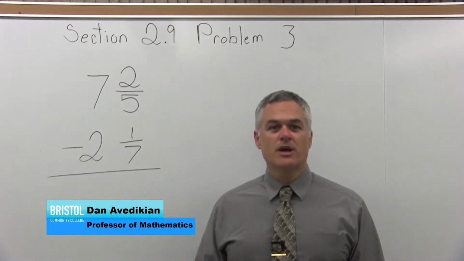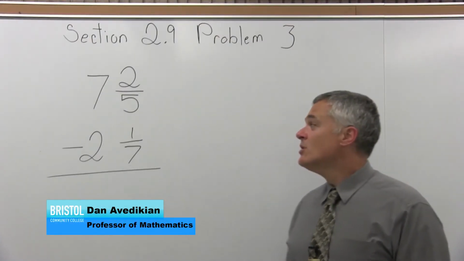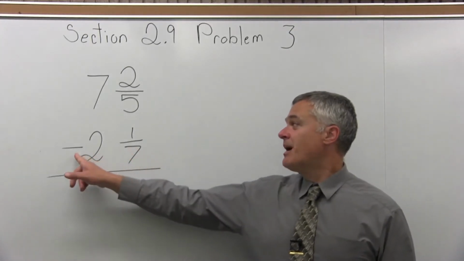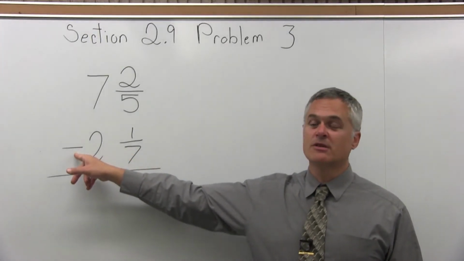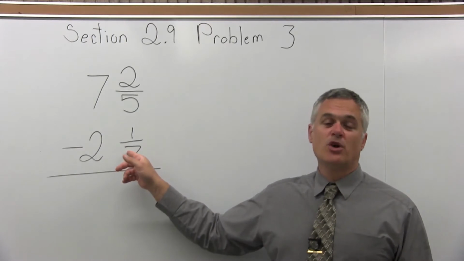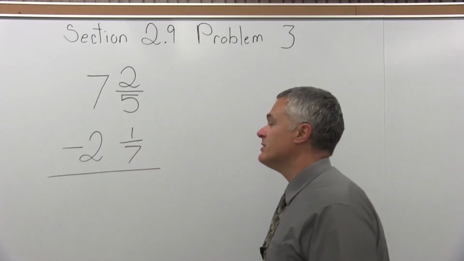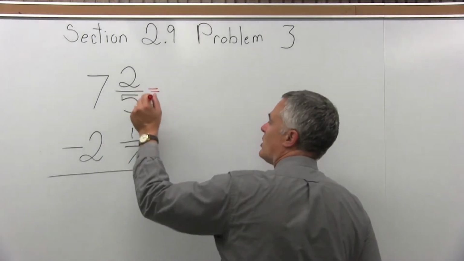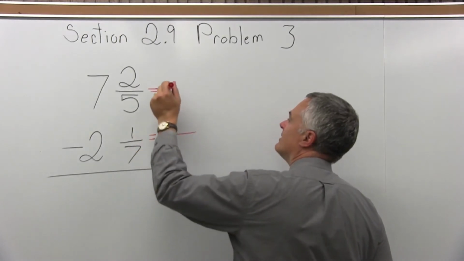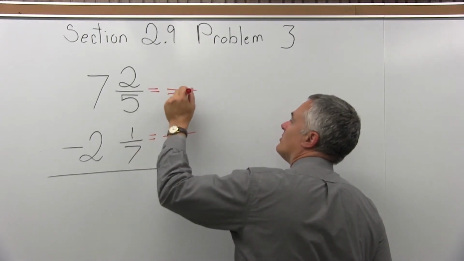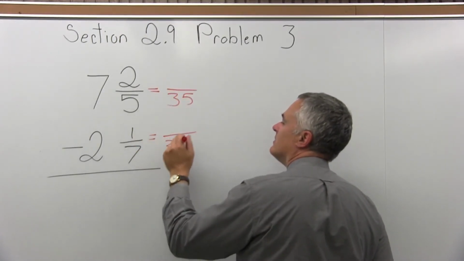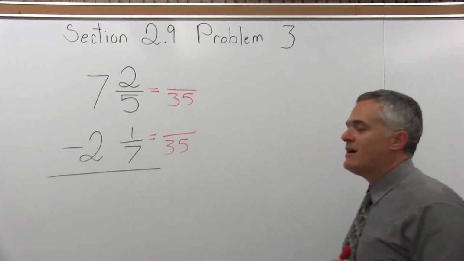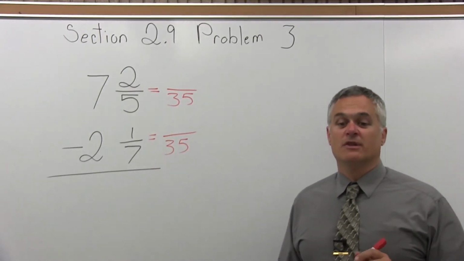This is Section 2.9, Problem 3. We have to subtract 7 2/5 minus 2 1/7. So what we need to do is find the common denominator and combine the numerators. Now, if we have denominators of 5 and 7, the common denominator would be 35. Both 5 and 7 divide into 35 evenly.